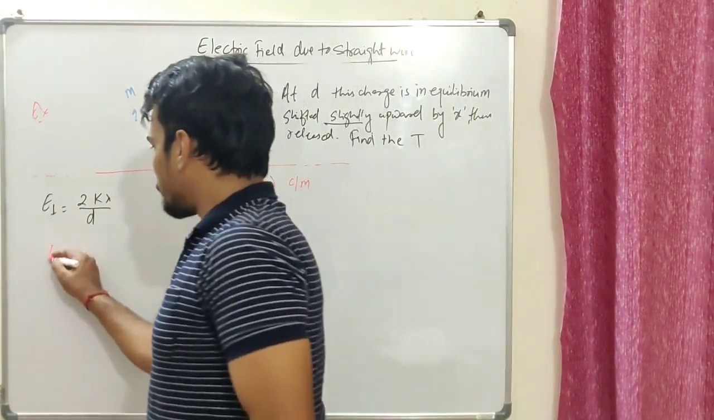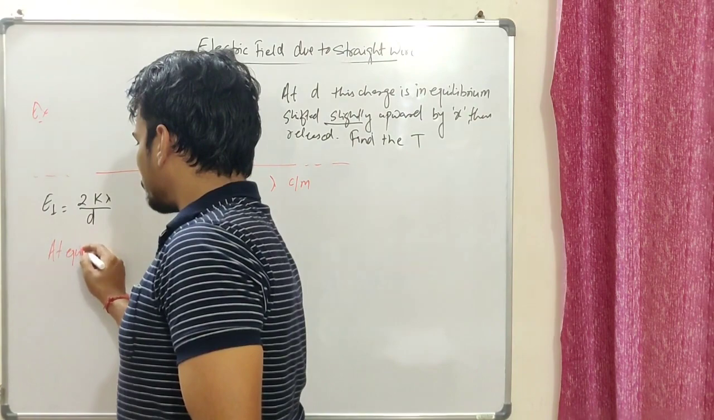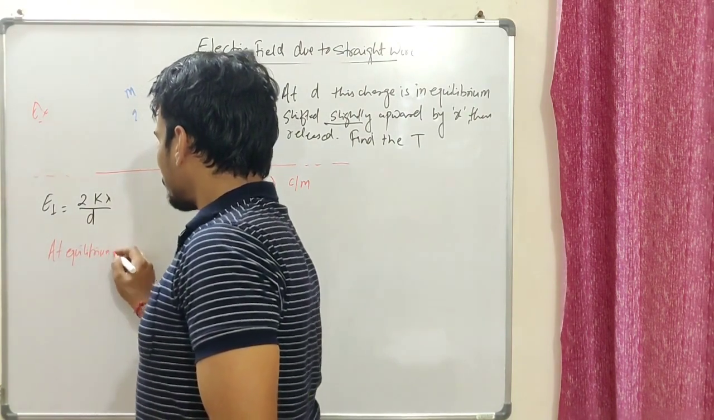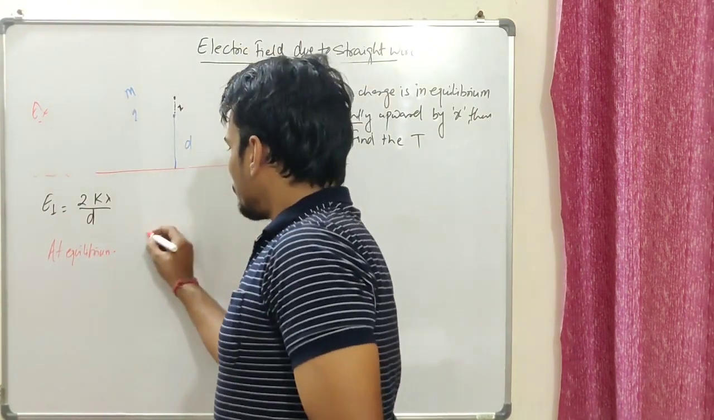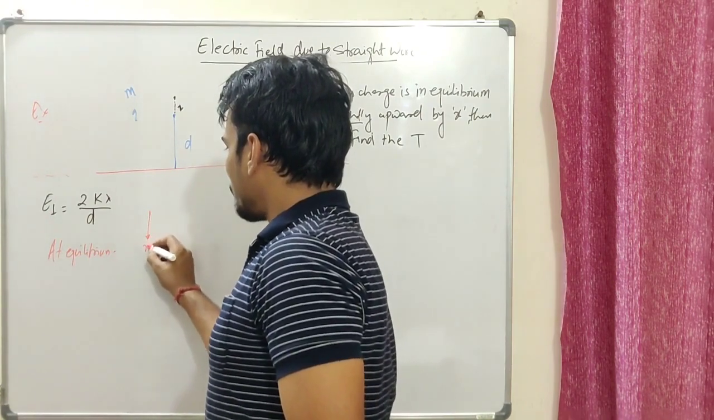At equilibrium, we need to understand this point. At equilibrium, mg is downward. Let's see this body, mg is downward.